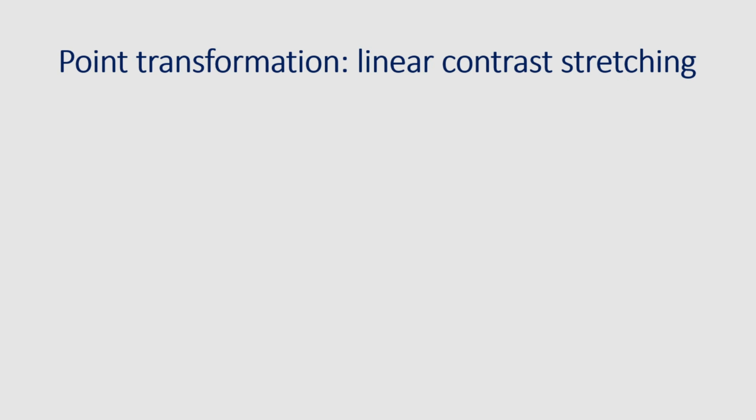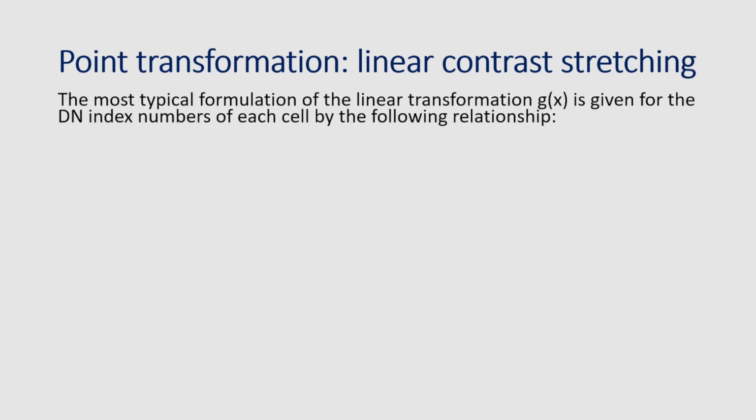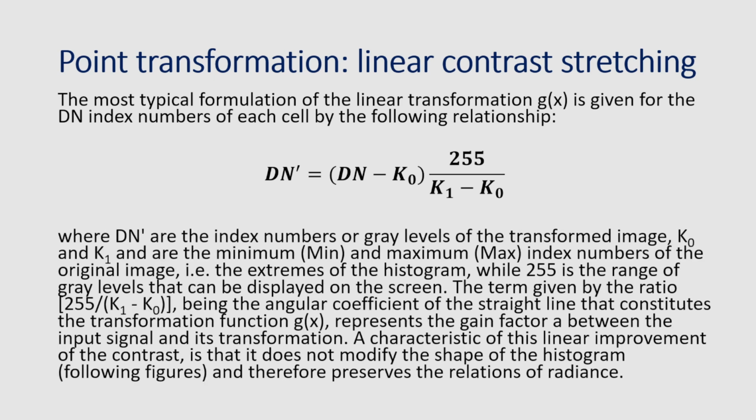Point transformation, linear contrast stretching. The most typical formulation of the linear transformation g(x) is given for the DN index numbers of each cell by the following relationship, where DN are the index numbers or gray levels of the transformed image, K0 and K1 are the minimum, min, and maximum, max, index numbers of the original image, i.e. the extremes of the histogram, while 255 is the range of gray levels that can be displayed on the screen.